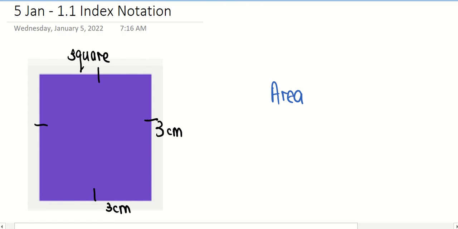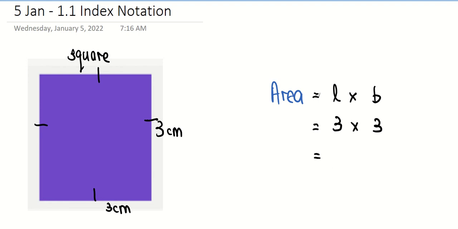How do you find the area of a square? Can you all remember? Length times breadth, very good. Length times breadth. So in this case, the length and the breadth are the same, right? 3 multiplied by 3. Okay, without pressing the calculator, what will be the answer? Is it 9? Do you want to press the calculator and verify? Up to you. Now the number is very small.